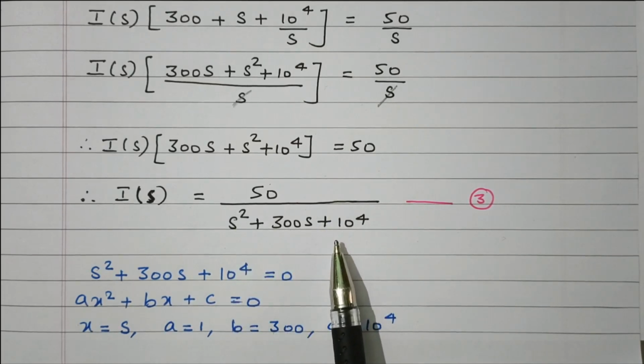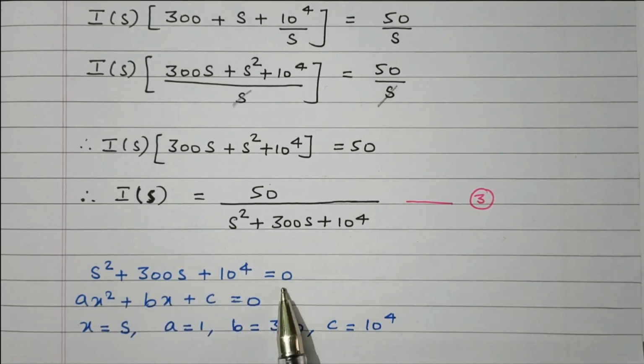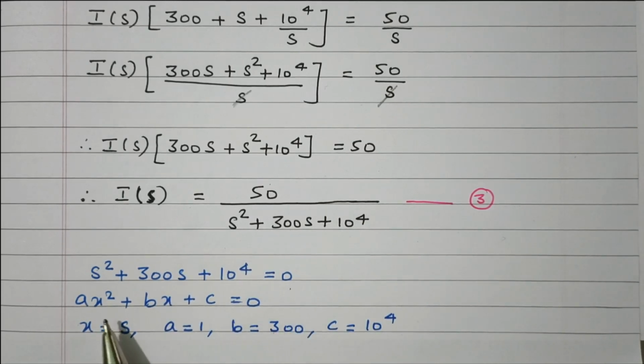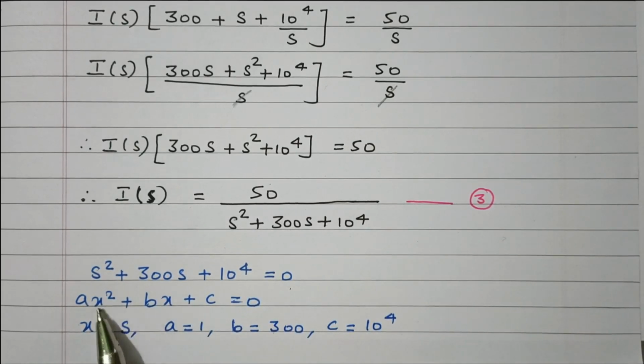We need to convert it into standard form. s square plus 300s plus 10 to the power 4 equal to 0. We will equate this quadratic equation to 0 and compare with the standard equation, ax square plus bx plus c equal to 0. Here x is nothing but s, a is 1, b is 300, c is 10 to the power 4. Now we'll go for solving this quadratic equation so that we'll get the two different roots.